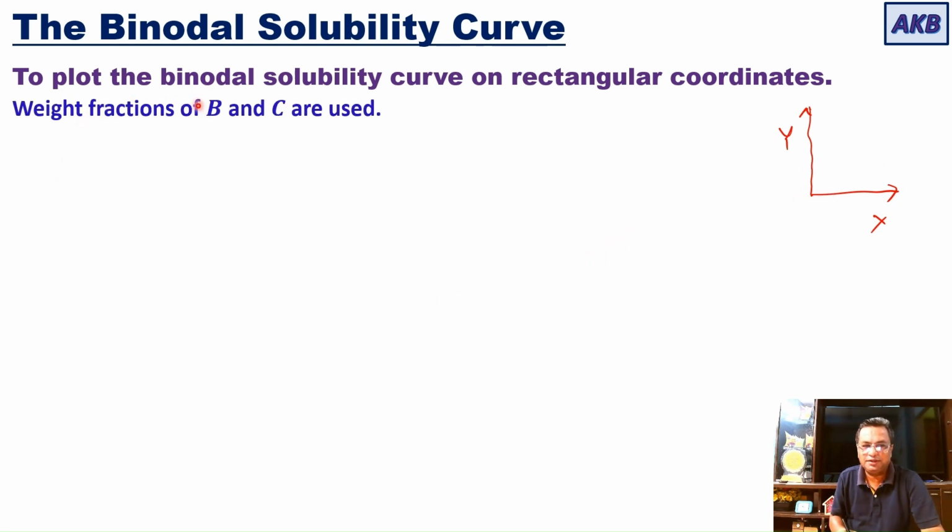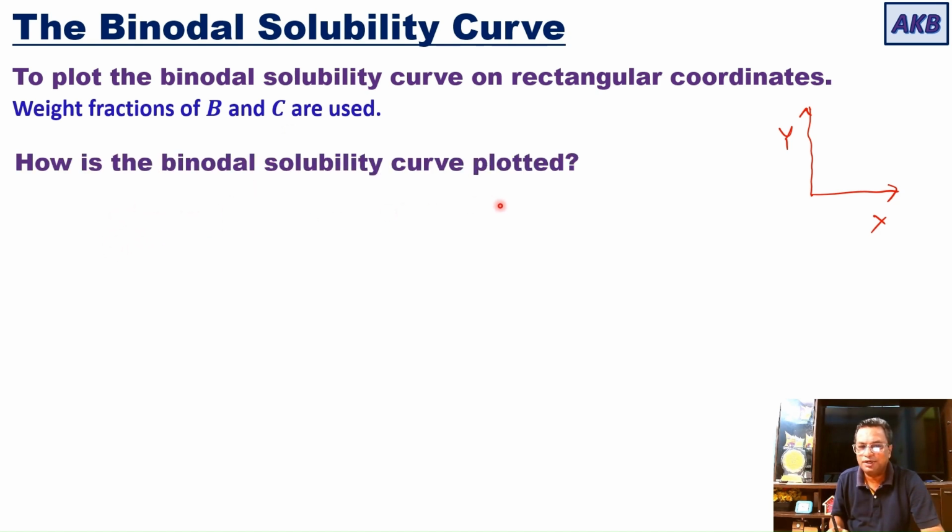For plotting the binodal solubility curve on rectangular coordinates, what do we use? We use weight fractions of B and C. Weight fractions of B and C in the two layers, that is A rich layer and B rich layer. Now, how is the binodal solubility curve plotted?